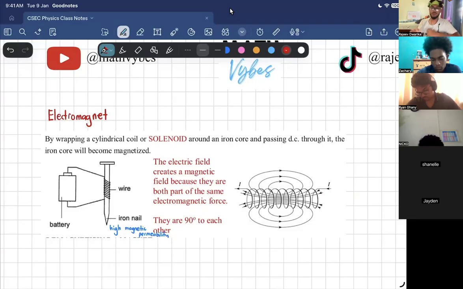Yes, sir. Now I would have taught the students something called the right hand grip rule, where I said you're gonna use your right hand. Your thumb indicates the direction of the current, and how your four fingers curl is gonna indicate if the magnetic field around it is gonna be clockwise or anti-clockwise. So Chanel, you there with me?